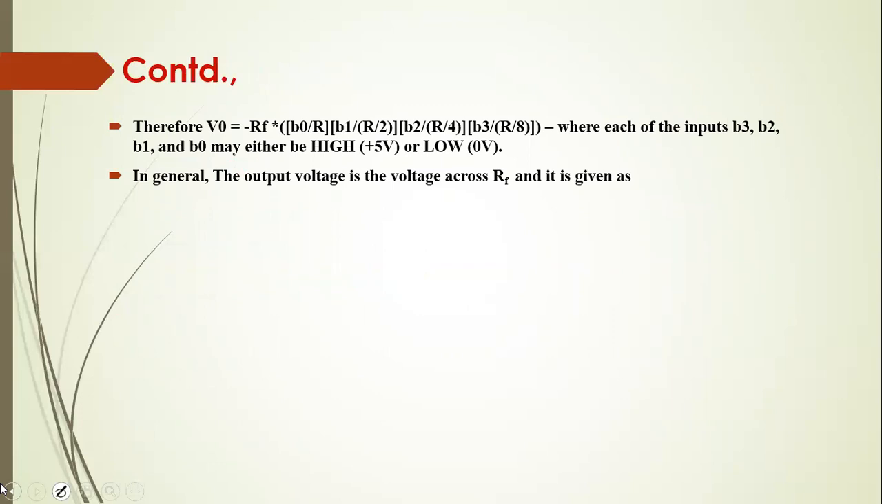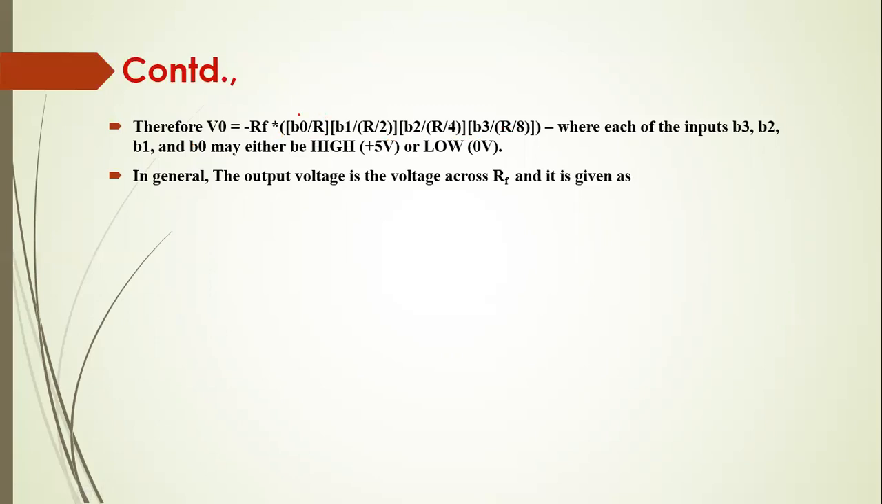Next, finally, if you see the output voltage. This is the equation that is used for output voltage, that is V0 equal to minus RF, the feedback resistance, into V0 by R. V0 represents the bit position, that is V0, V1, V2, V3. Since we are using 4 bits, we will be using this bit combination as V0, V1, V2 and V3.